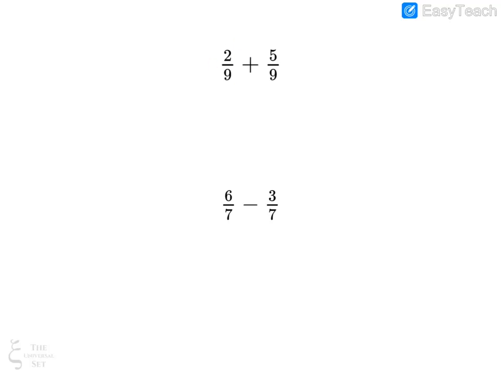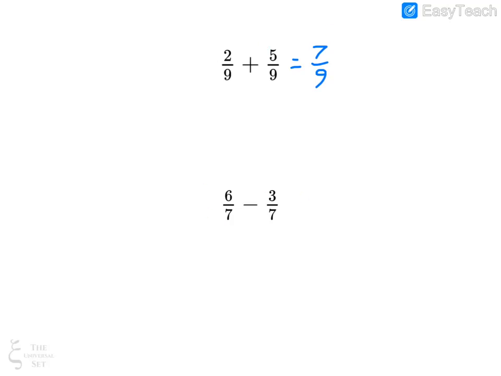If I've got 2/9 and I add on 5/9, then what I've got is 7/9. So crucially what we need to remember is that these numerators, the numbers on the top, we add those together. 2 plus 5 is 7, but these numbers on the bottom, the denominators, we don't add them together. That's telling us what type of fraction we've got. So if I've got 2/9 and 5/9, that makes 7/9.